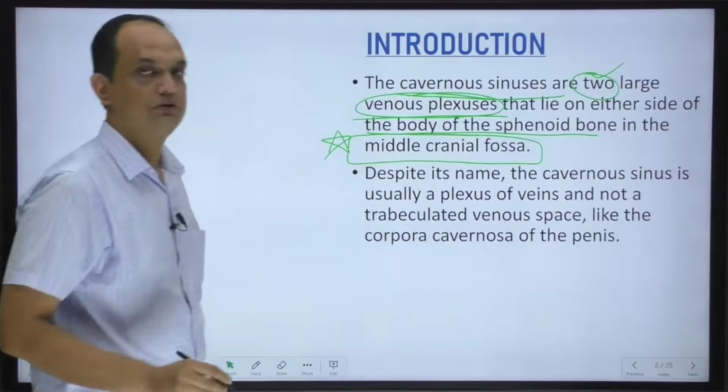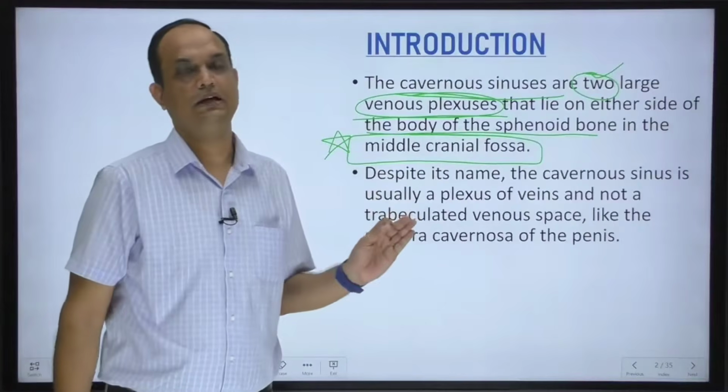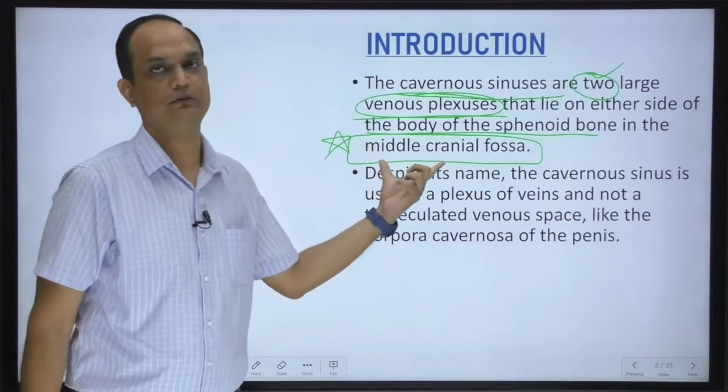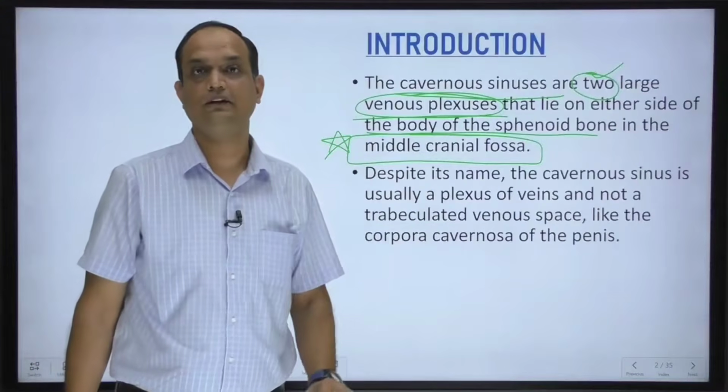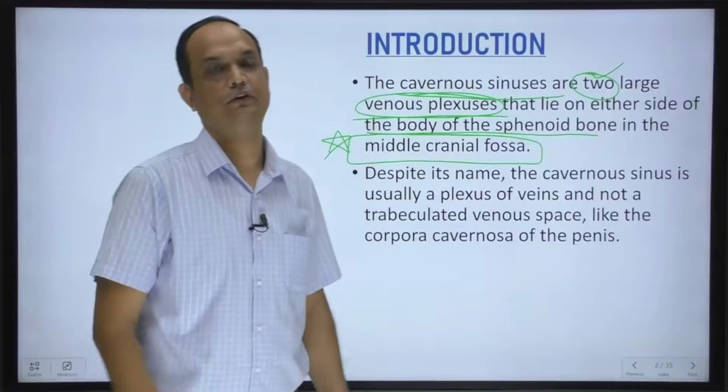So these are the two questions here for your exam: where will you find the cavernous sinus? Answer is in the middle cranial fossa, and more specifically where in the middle cranial fossa? Answer is on the side of the body of sphenoid bone.